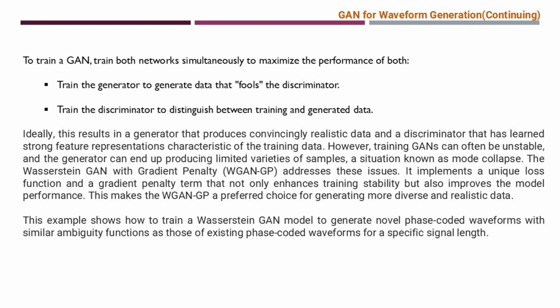This example shows how to train a Wasserstein GAN model to generate novel phase-coded waveforms with similar ambiguity functions as those of existing phase-coded waveforms for a specific signal length.